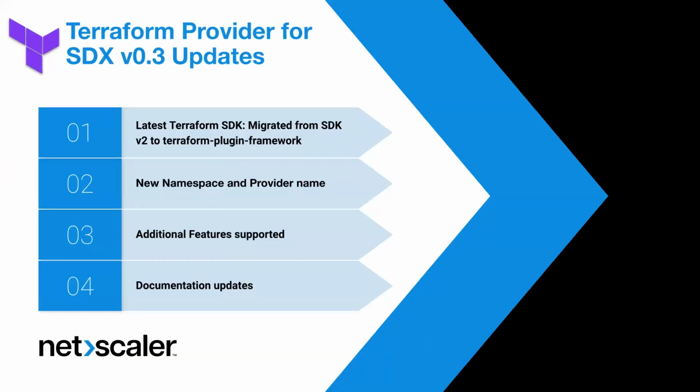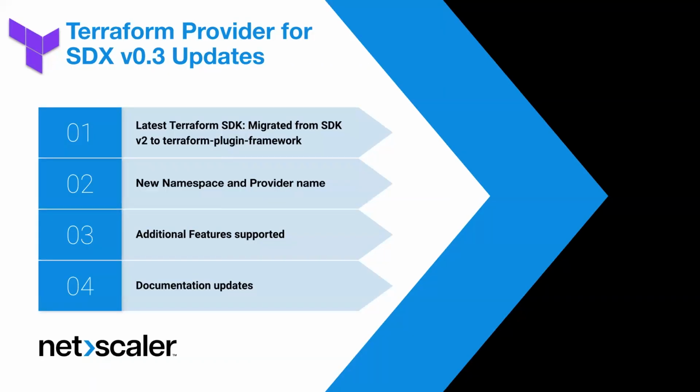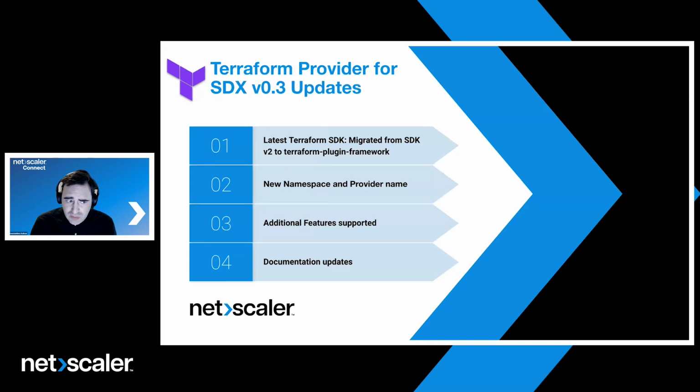One additional important update has to do with the fact that we have also changed the namespace and the provider name. In the past, our provider was available under Citrix, and the provider name was Citrix SDX. Moving forward, you will see that the provider name is being changed to NetScaler SDX. Not much will change from your side, so whatever implementation is there will not break. If you want to move to the latest version, it will be just a simple change to change the name of the provider that you are going to use.